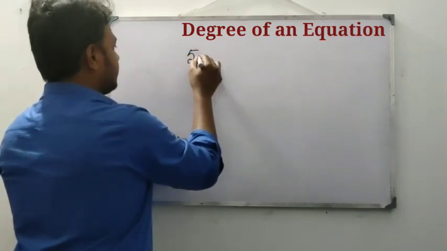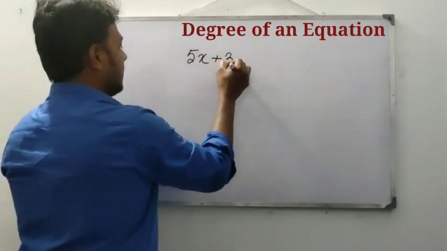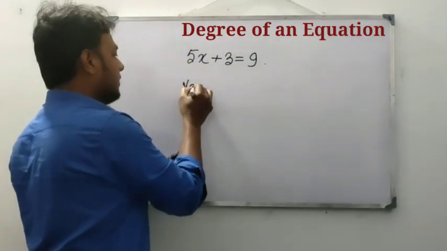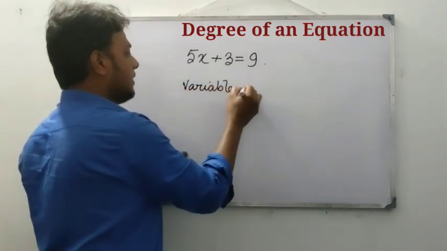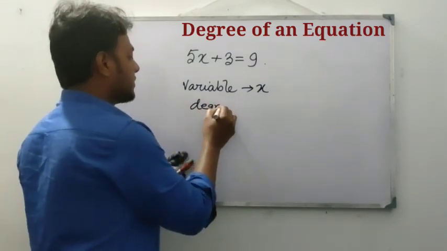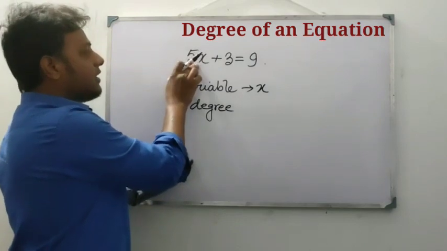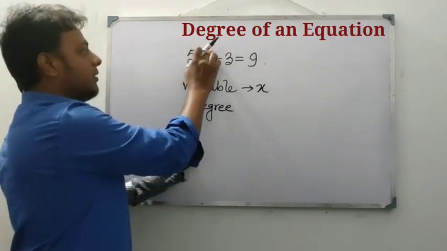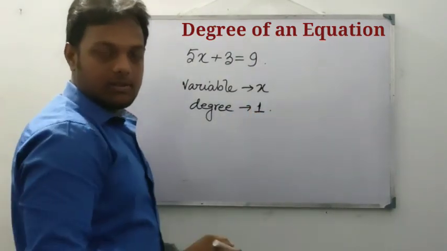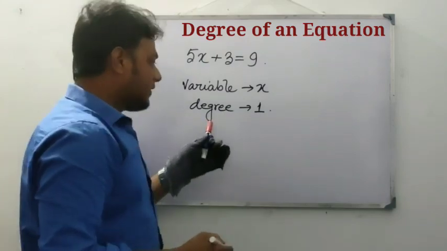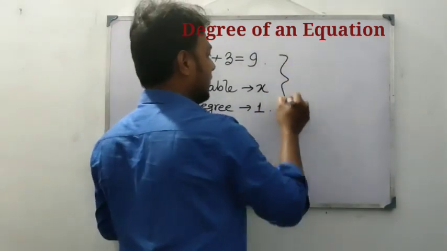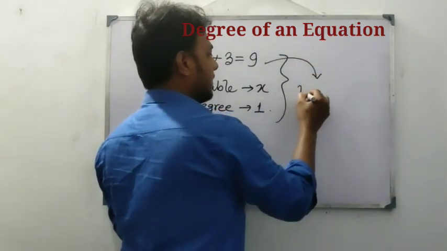Suppose 5x plus 3 equals 9. Clearly this is an equation, and what is the variable here? Here the variable is obviously x, and degree means the highest power of x. See, here x is only in the first term, and the highest power is 1, so this is of degree 1. If an equation has degree 1, then this type of equation is called a linear equation.